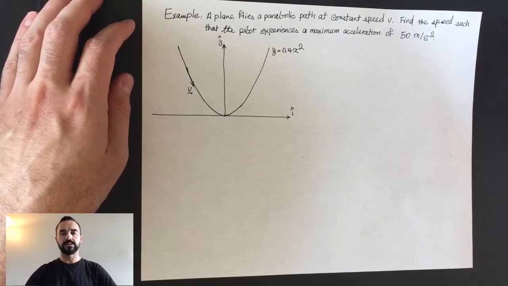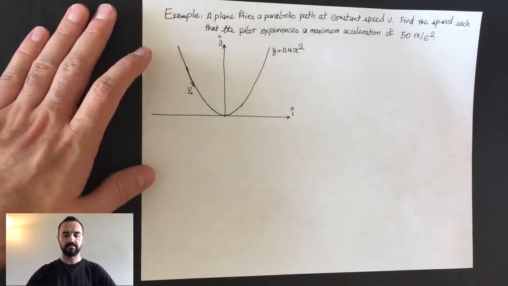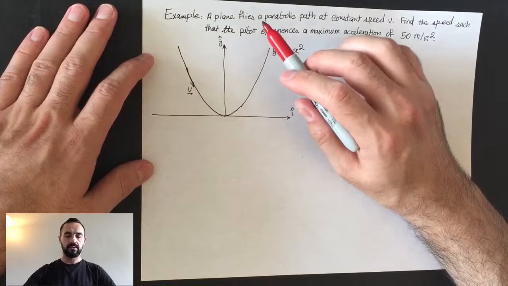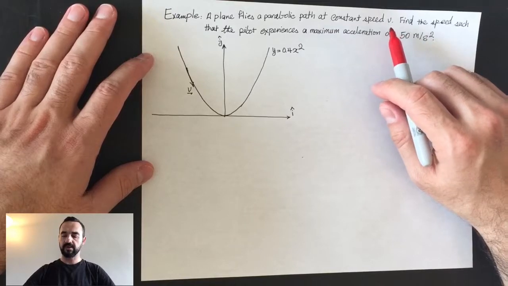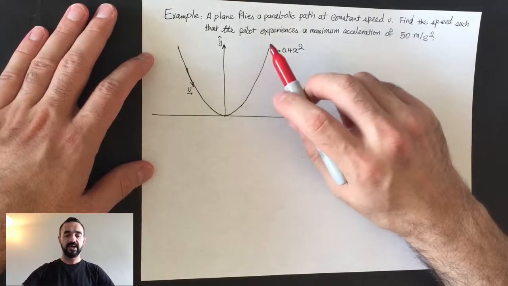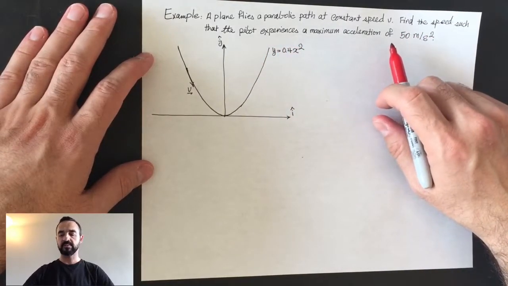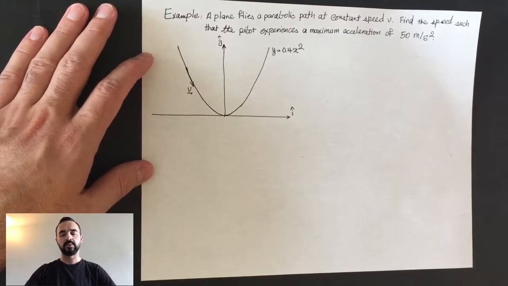Today I'm going to look at an example of the application of tangential normal coordinate system. In this example, a plane flies a parabolic path at constant speed v, and we are interested in finding the speed such that the pilot experiences a maximum acceleration of 50 meters per second squared. So we need to know where the maximum acceleration occurs, and then we need to essentially solve that for our speed.